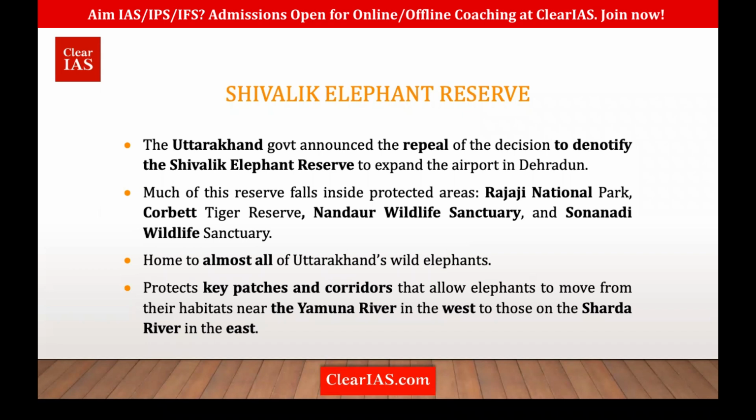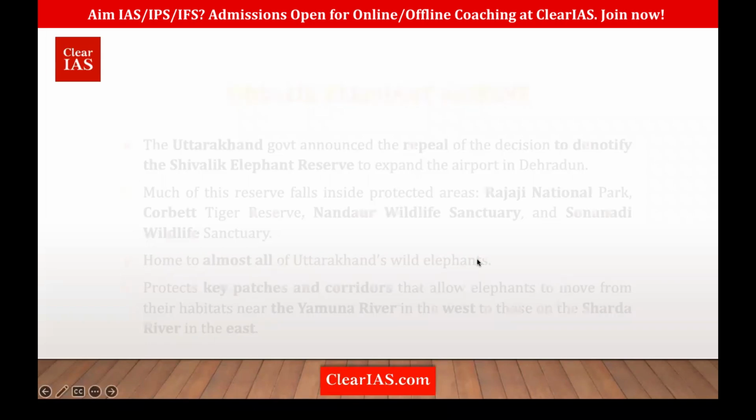So remember, it is in Uttarakhand, and all the Uttarakhand elephants are found in this Shivalik Elephant Reserve. Inside it, there is Rajaji National Park, Corbett Tiger Reserve, Nandaur Wildlife Sanctuary, and Sona Nadi Wildlife Sanctuary. Also, the western border is the Yamuna River, and the eastern border is the Sharda River. Okay, so that is the Shivalik Elephant Reserve.